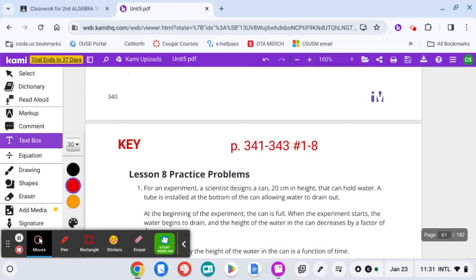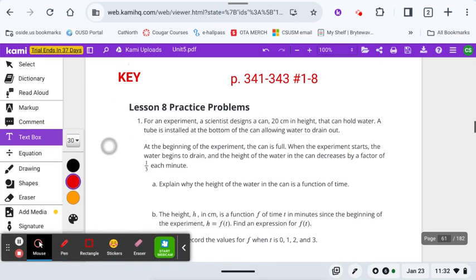All right, let's look at the Unit 5, Lesson 8 practice problems for homework. This is in your Algebra 1 Illustrative Mathematics curriculum by Imagine Learning. There are 8 examples in Lesson 8. First one is much like the task we just did together in class.